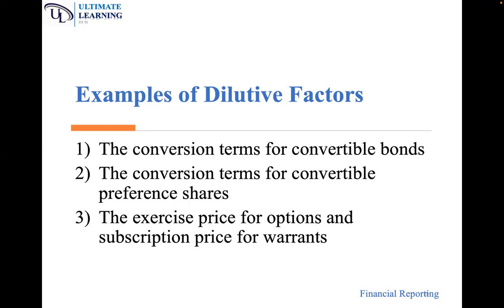So there are three major factors that cause dilution. Number one, convertible terms for convertible bonds. Number two, conversion terms for convertible preference shares. And number three, the exercise price for options or warrants. Now, number one and number two, that is convertible bonds and convertible preference shares, their accounting treatment is the same. So the example we'll focus on, the same example can be applied to either convertible bonds or it can be applied to convertible preference shares.